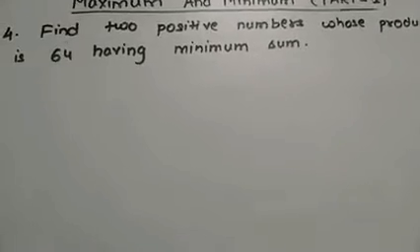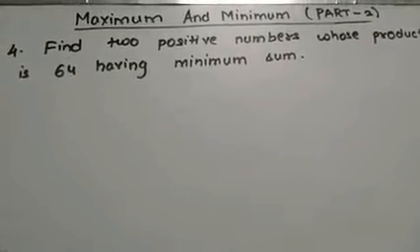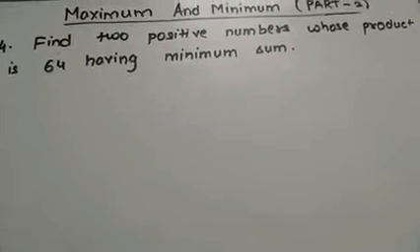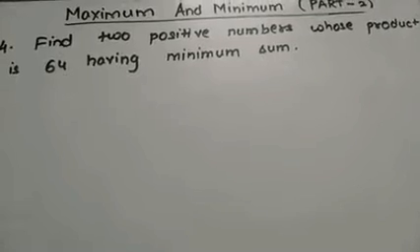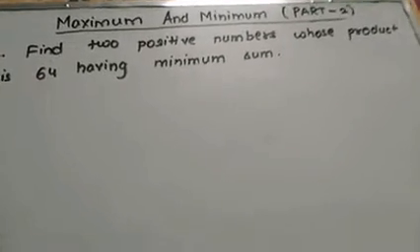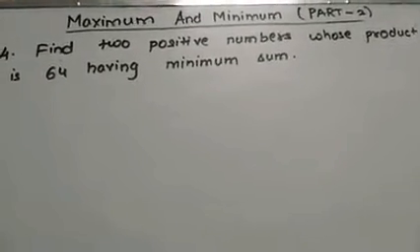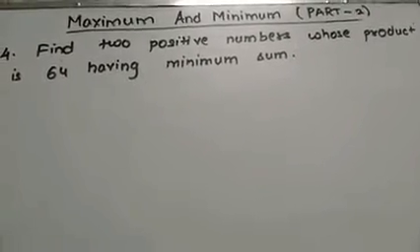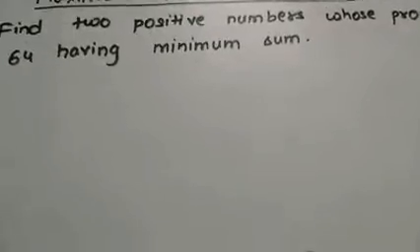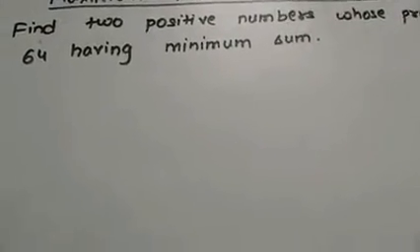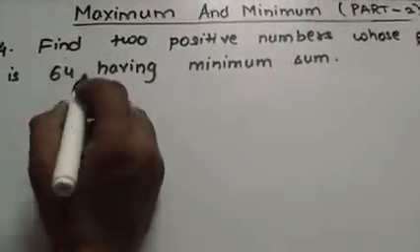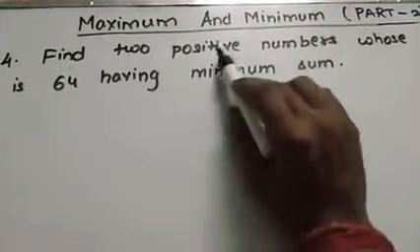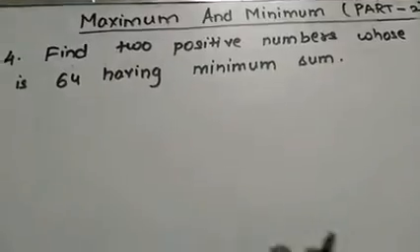Now we'll solve some word problem type questions, that is, the application of maximum and minimum. The question is: find two positive numbers whose product is 64 and having minimum sum. That is, we have to find those two particular positive numbers whose product is 64 and whose sum is minimum.